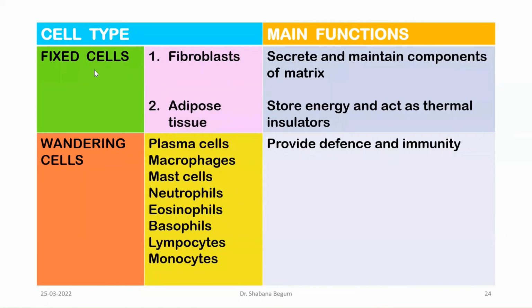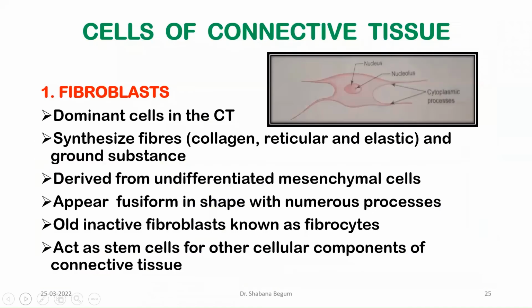So we have fixed cells and wandering cells. The fixed cells are the fibroblasts, which secrete and maintain the components of the matrix, and the adipose tissue, which stores energy and helps in insulation. The wandering cells are the plasma cells, macrophages, mast cells, neutrophil, eosinophil, basophil, lymphocytes, and the monocytes, which help in defense and immunity of the body.